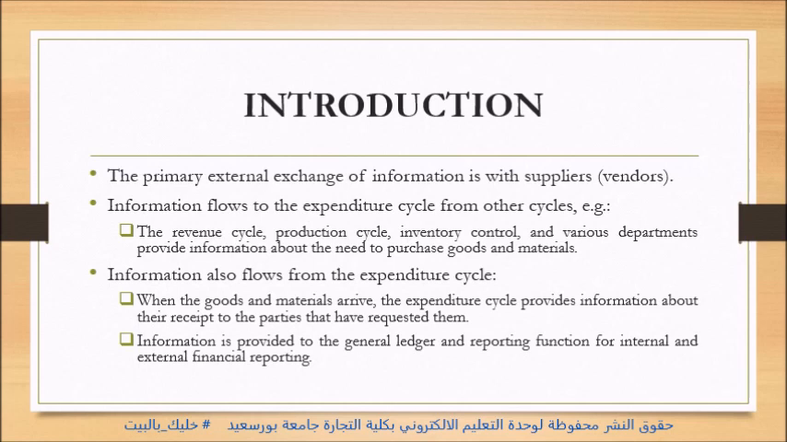Within the organization, information about the need to purchase goods and materials flows to the expenditure cycle from the revenue and production cycles, inventory control, and other departments. Once the goods and materials arrive, notification of their receipt flows back to those sources from the expenditure cycle. Expense data also flow from the expenditure cycle to the general ledger and reporting function for inclusion in the financial statements and various management reports.